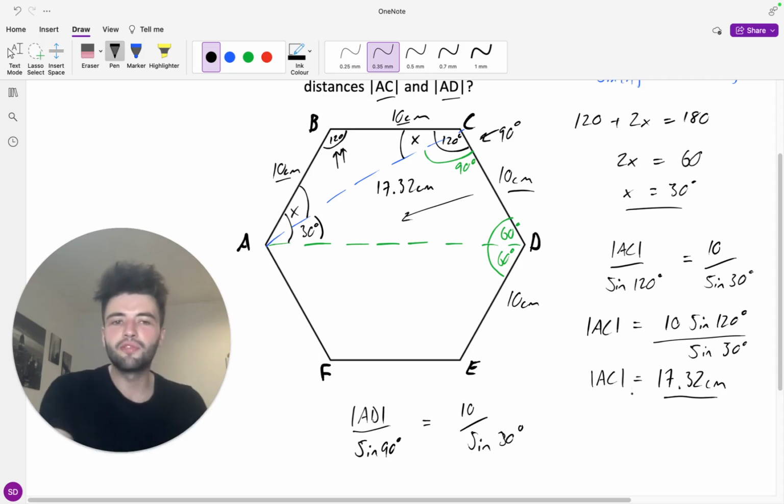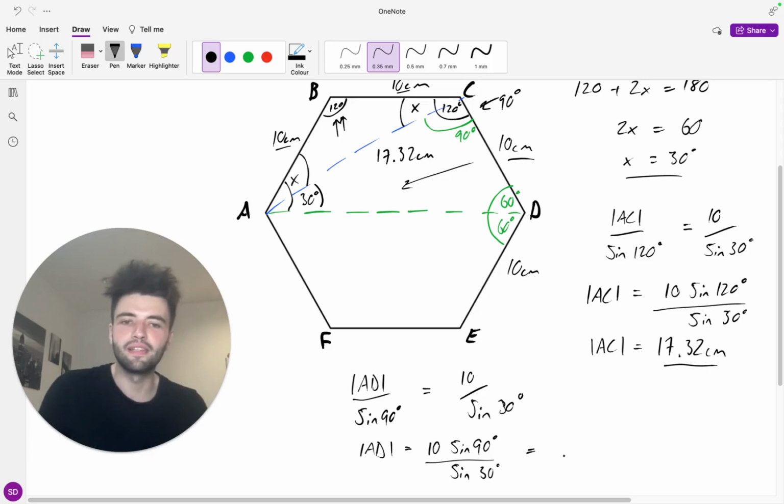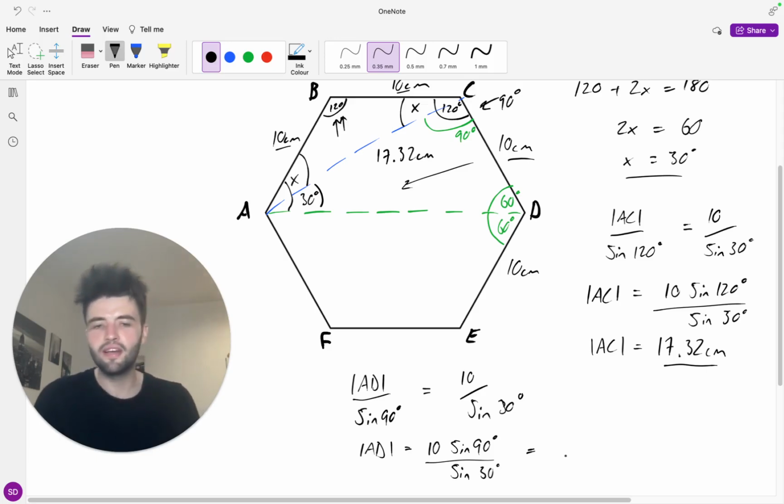Now we've got all the information we need, and we can do the same thing we did before when we were finding AC, and multiply across by sine 90. So we get 10 times sine 90 divided by sine 30. This is actually a very simple expression, even though it doesn't look like it at first, because the value of sine 90 is 1 and the value of sine 30 is a half, so it's 10 divided by a half, which is the same as doubling it, giving us 20 centimeters. And so that is the side length AD, the horizontal distance across the middle of our hexagon.